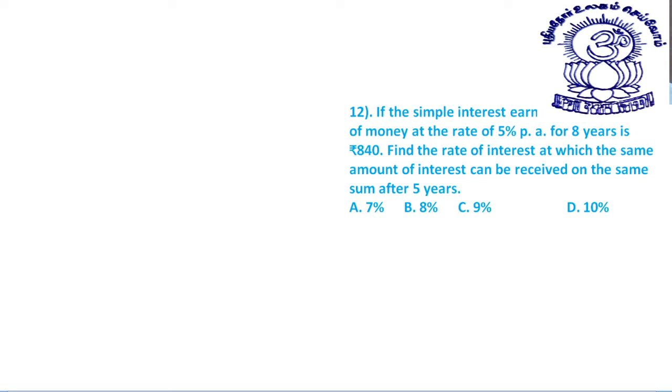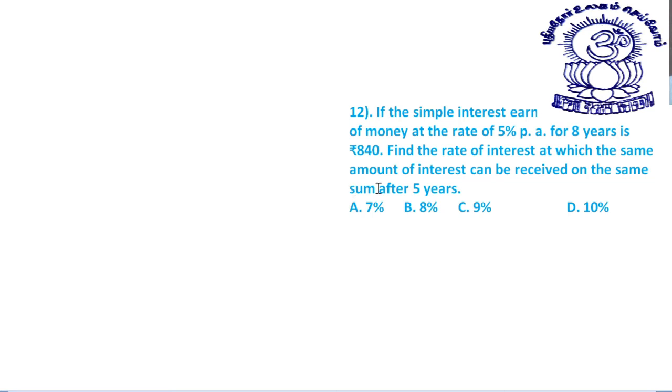If the simple interest earned on a certain sum of money at the rate of 5% per annum for 8 years is rupees 840, on a particular principal, I earn an interest of 840 at the rate of 5% for 8 years. Find the rate of interest at which the same amount of interest can be received on the same sum after 5 years. Question might be a bit confusing, might appear to be a bit lengthy, but believe me, this is a very, very easy question.